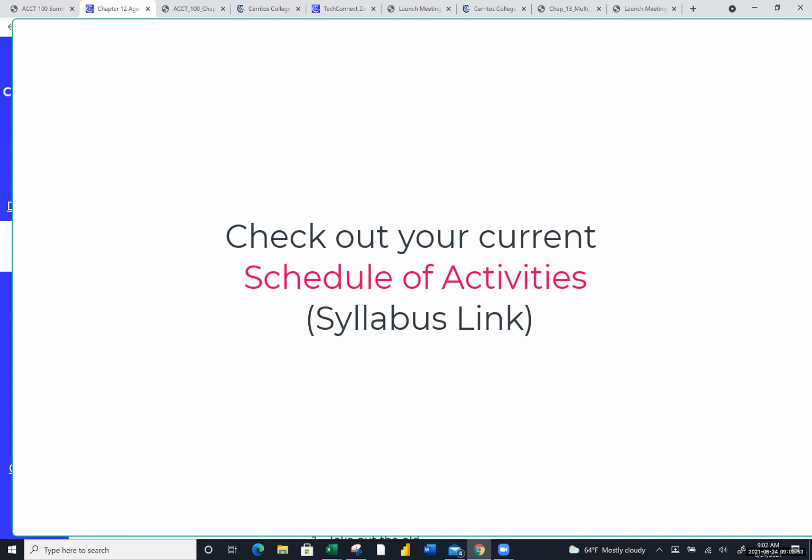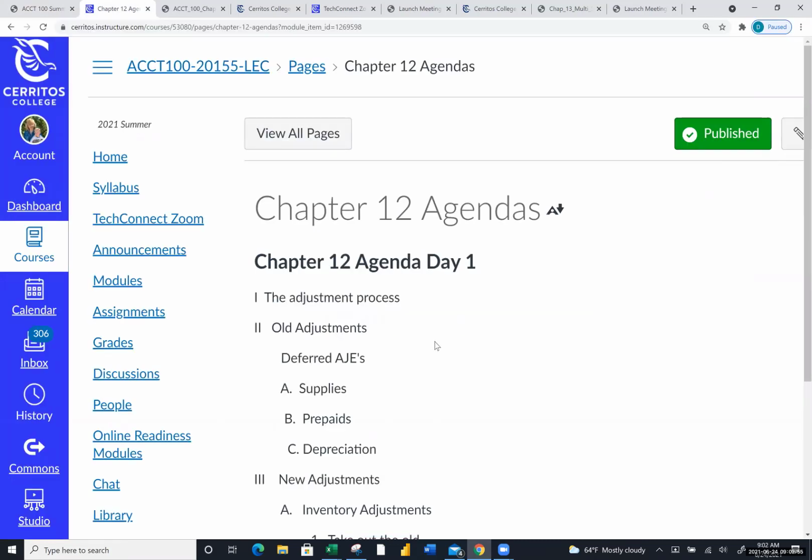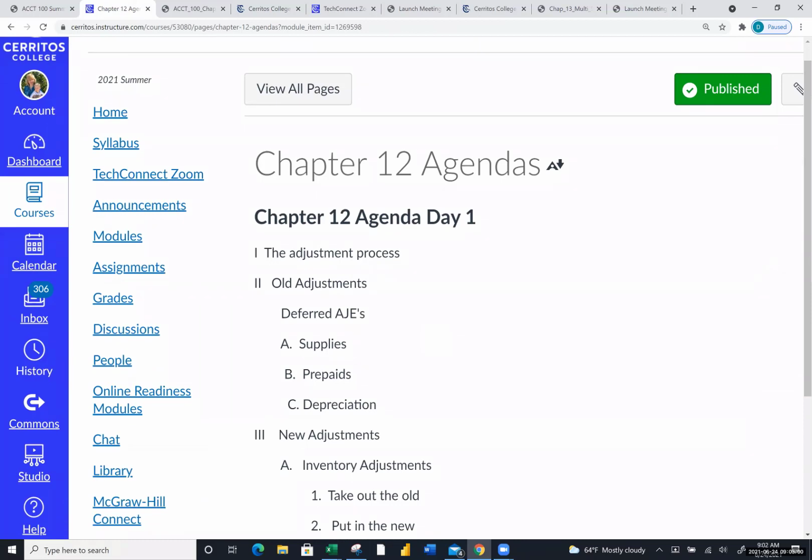So chapter 12 handout is on the screen. Chapter 12 agenda is on the screen. Any questions before we go into chapter 12?